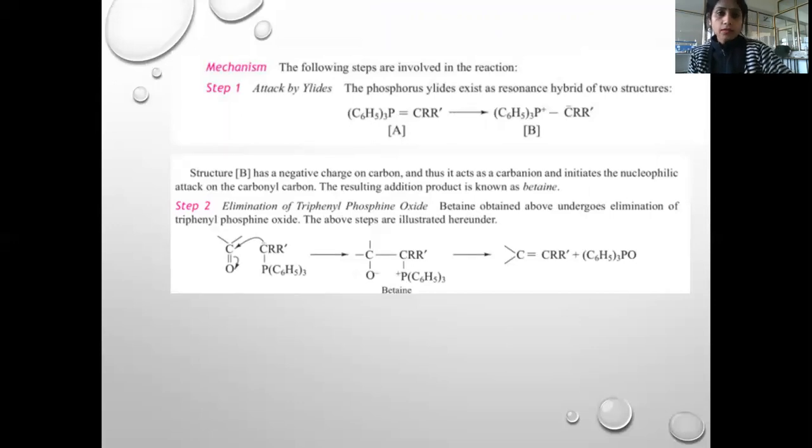Now, if we see the mechanism, the first step is the attack of this halide. This phosphorus halide exists as a resonance hybrid of the two forms A and B. Now this B form has a negative charge on the carbon, so that acts as a carbanion. And so this initiates the nucleophilic attack on the carbonyl group. The reaction of this carbanion with the carbonyl group results in the formation of an intermediate called betaine. And then eventually the byproduct of the reaction is triphenylphosphine oxide.